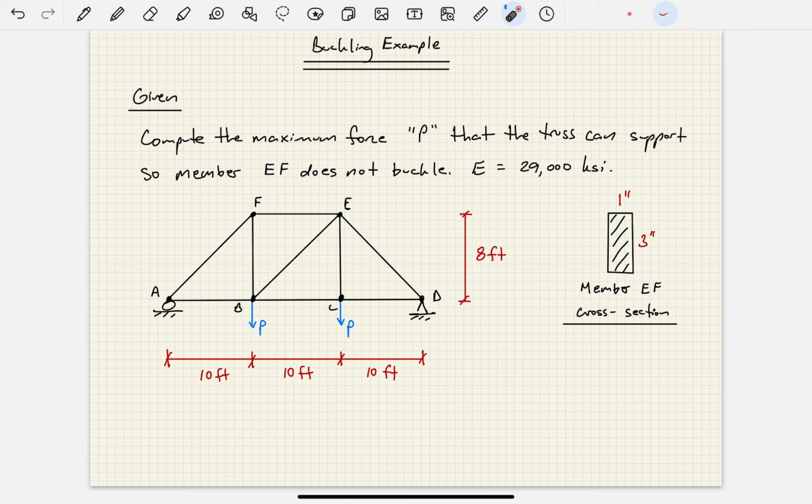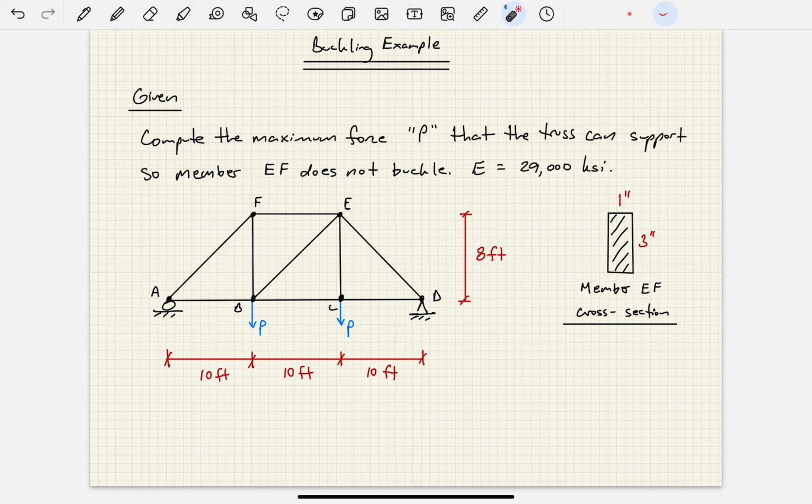Okay, so let's take a look at this truss here. A very typical looking truss, one that we may have analyzed in a previous course like statics. So here we have a roller at A and an external hinge at D. And if we remember, trusses are made of all pin-connected members. So each of these joints is a pin connection, okay? And we have these two forces at joint B and joint C that have a magnitude of P, and that's ultimately what we're trying to find, that magnitude P.